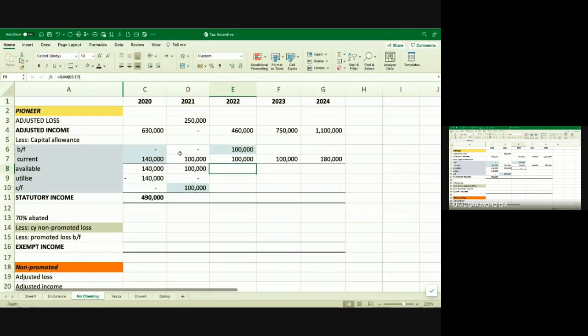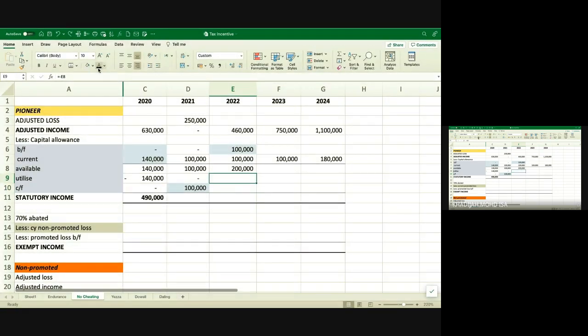So you have a brought forward 100,000, which is from the previous year, plus your current, which means your available is 200,000. How much are you going to utilize? Income is 460, which means you should use all your capital allowance. 200,000 means there's nothing available to be carried forward. So zero carry forward. But before we go into that, here you have 250,000 loss. It means that your statutory income is also nil. But for 2022, you have income 460. You utilized 200,000. How much is your SI?